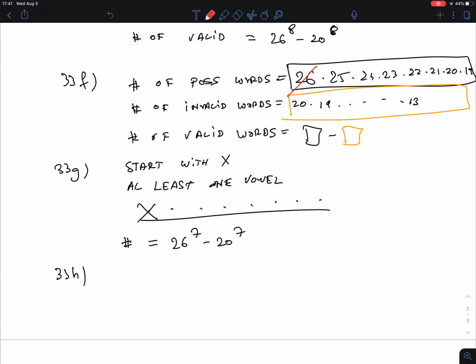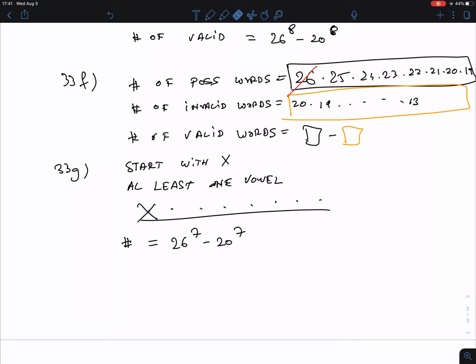So my question was, H was a different question. Let me not do H. H is really the same thing: start and end with an X and contain at least one vowel. It's exactly the same as the previous one, except now we have only 6 spots. But what I wanted to show you is that you can also calculate words that start with an X and have at least one vowel without repetition.